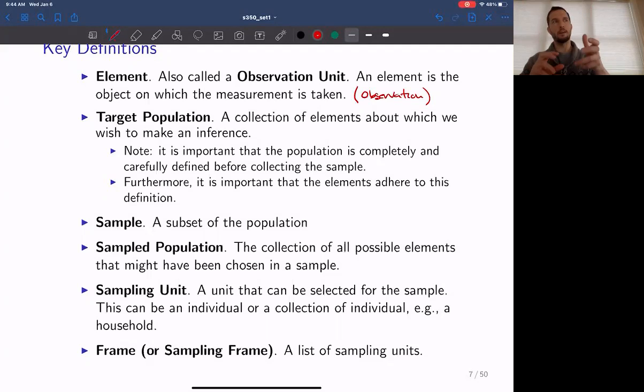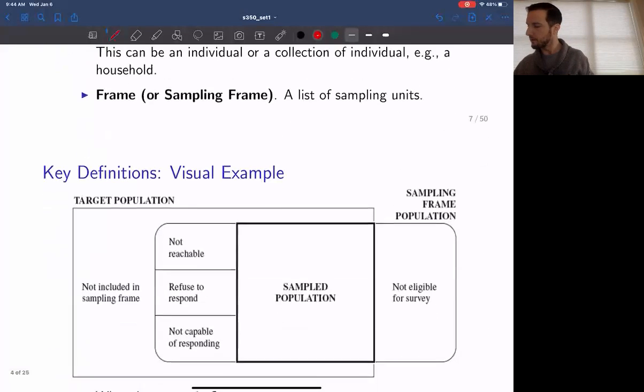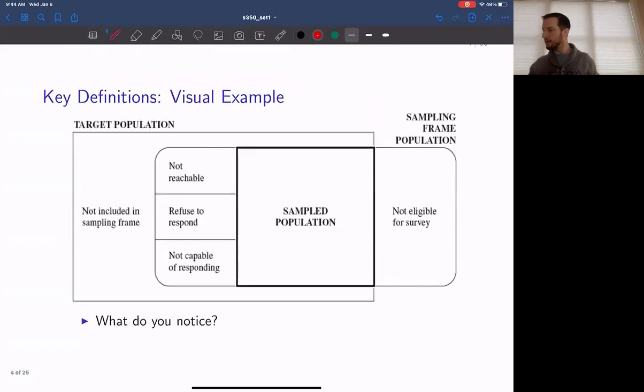All right, so how do these different definitions relate to each other? This illustration here shows us the target population. This large rectangle on the outside is the target population. And then this rectangle with nice curved corners would be the sampling frame. So this part here is our sampling frame.